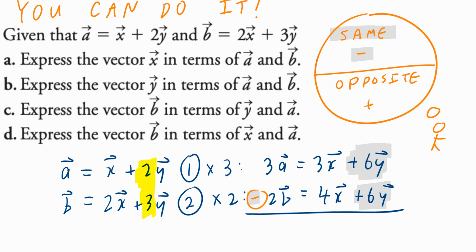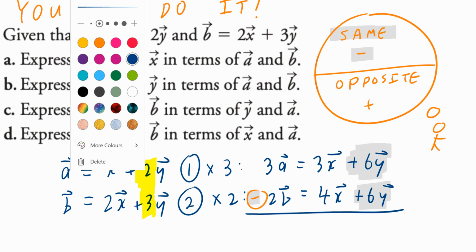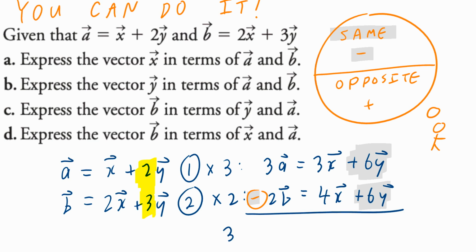I'm going to put a circle around this. Let's go back to the same color. On the left-hand side, it's going to be 3A minus 2B. And of course, when I say A, I mean vector A. When I say B, I imply vector B. On the right-hand side, 3x plus 4x is going to be 7x. And of course, 6y minus 6y is going to be 0.